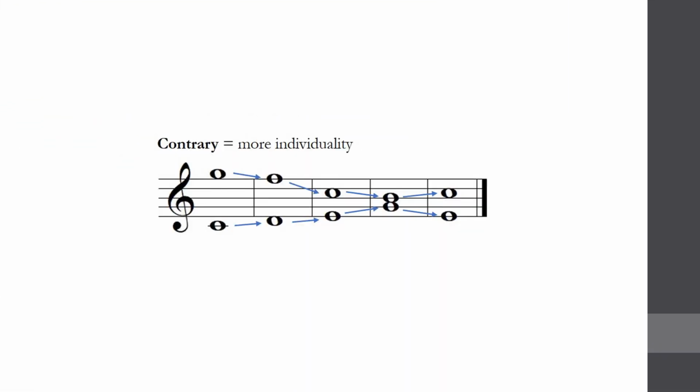In the next example, we see only contrary motion. Our ears will perceive this as 2 separate melodic lines because the motion is very different.